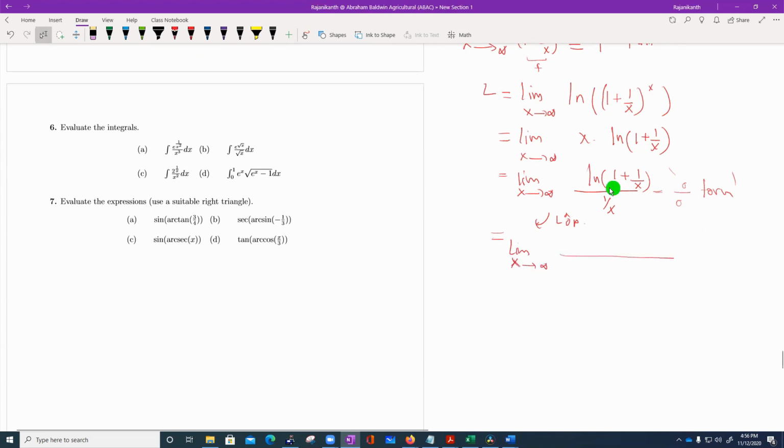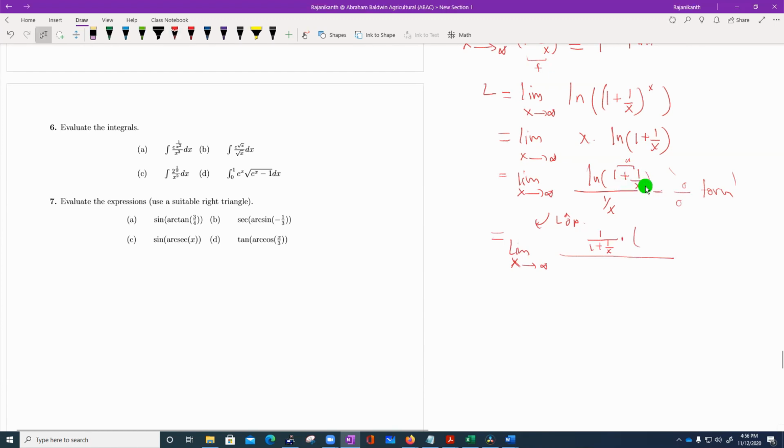Okay, now your task is to find the derivative of top and bottom. What is the derivative of ln(1 plus 1 over x)? You have more work now. You have to keep this as u, right? So what is the derivative of ln u? The derivative of ln u is 1 over u, where u was 1 plus 1 over x, times u prime, the derivative of 1 plus 1 over x. What was that? The derivative of 1 is 0.